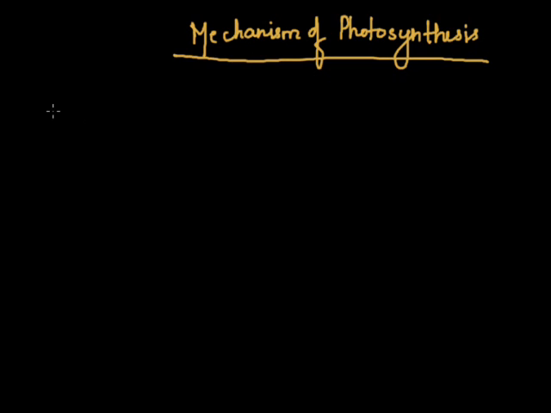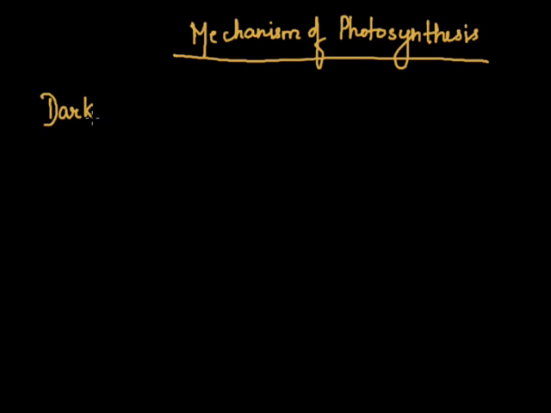In the previous lecture, we studied the mechanism of photosynthesis, in which we read about the light reaction. The light reaction was a photochemical process. Today, we have to study the dark reaction. The dark reaction is another mechanism of photosynthesis which takes place after the light reaction.